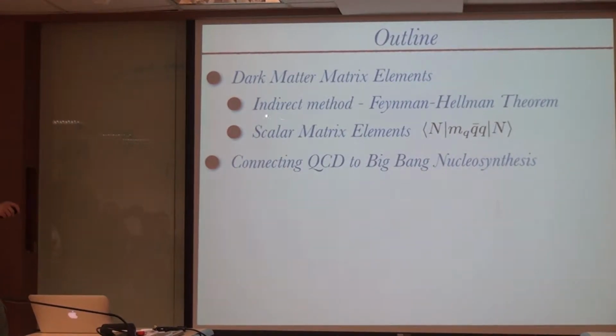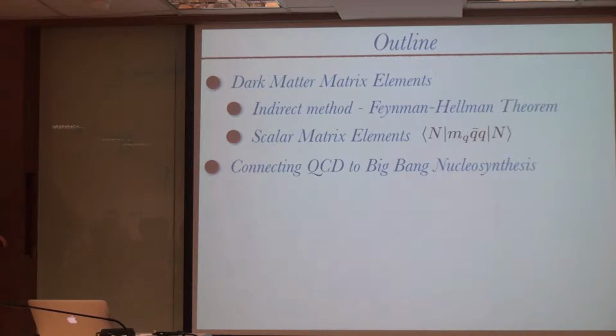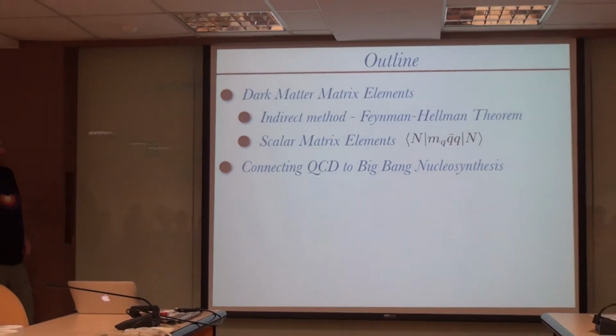What I'm really going to tell you about is an indirect method to compute these matrix elements. So here, again, I have a matrix element, it's a three-point function. But I told you a few times, what we know how to do better than anything else is spectroscopy. So I'm going to tell you about an indirect method, the Feynman-Hellmann theorem from quantum mechanics, to compute these matrix elements using spectroscopy. And then I want to tell you a little bit about how we're connecting QCD to the early universe at a time known as Big Bang nucleosynthesis.